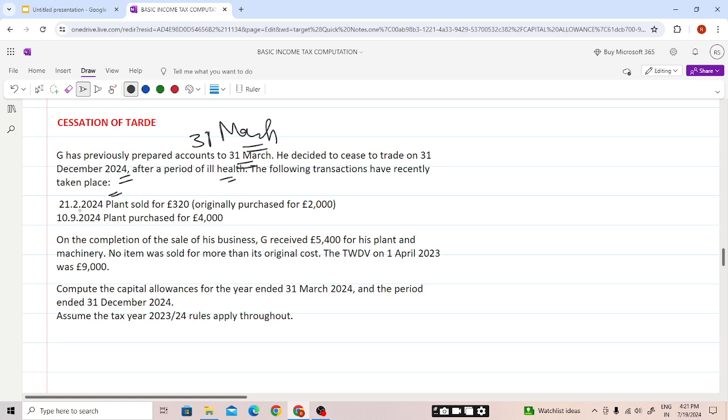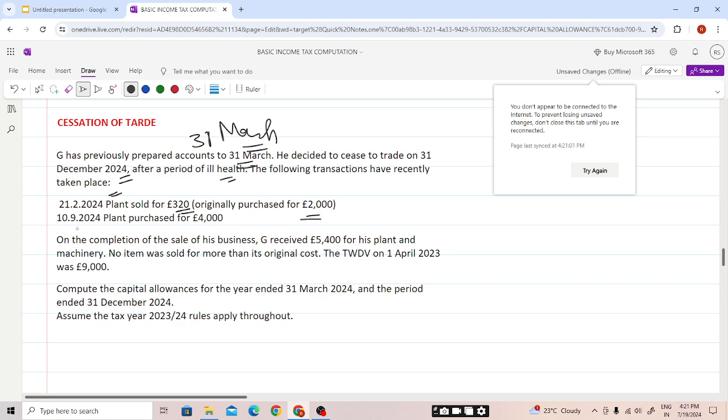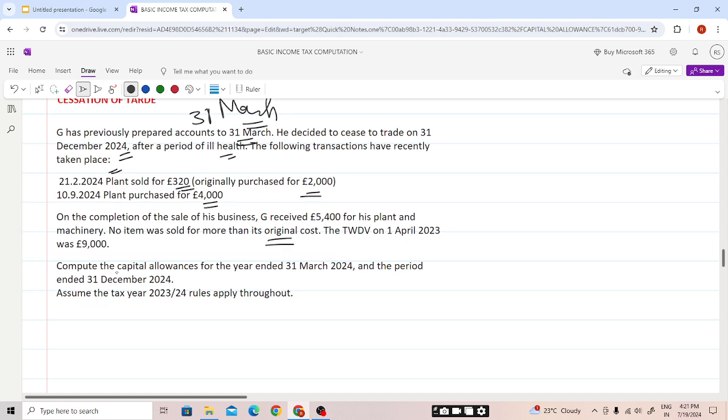On 21st February 2024, they sold plant with an original cost of 2,000 for 320. On 10/9/2014 they purchased plant for 4,000. On the completion of the sale of his business, G received 5,400 for his plant and machinery. No item was sold for more than its original cost. The tax written down value on 1st April was 9,000.